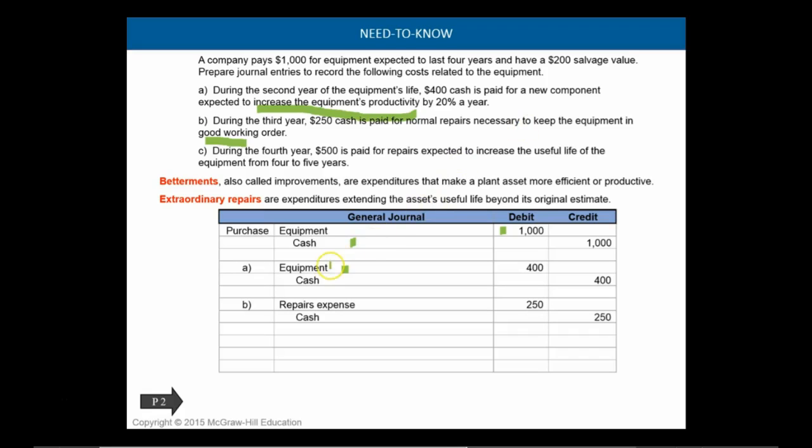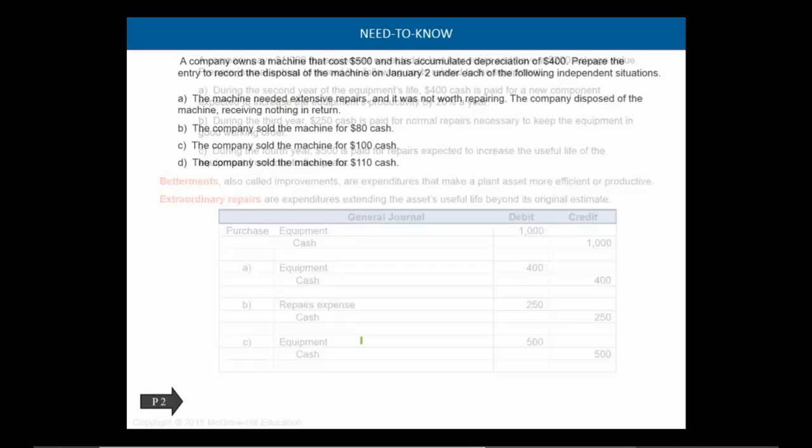So the difference between these two being one got debited to the asset, one the expense, because of this one extending the life and this one not extending the life. And then C, during the fourth year, 500 is paid repairs expected to increase the useful life. Again, we're increasing the useful life. Should we capitalize or should we expense? In this case, we capitalize. How do we know? We debited an asset, increasing the asset, rather than increasing the expense. And once again, cash will be credited.